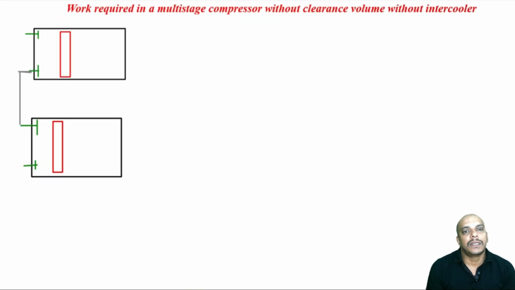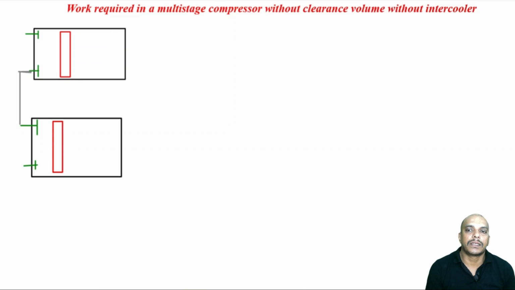Welcome to this video. In this video, let us derive work required in a multi-stage compressor with negligible clearance volume and without an intercooler. Now, multi-stage compressor, we have seen that compression is done in more than one stage. So, in that case, we can have one lower pressure cylinder.